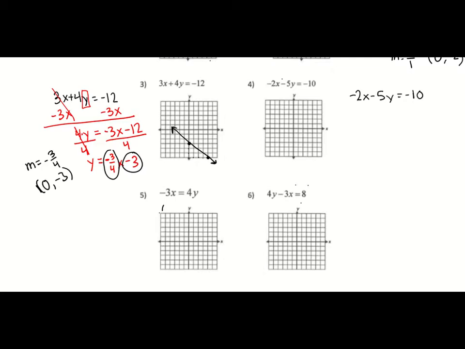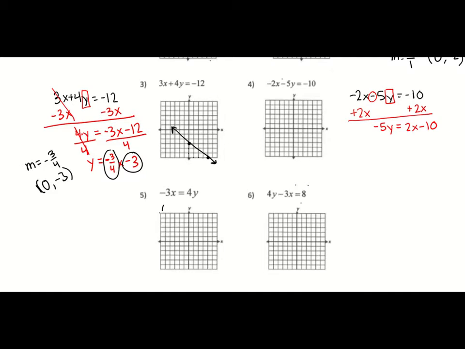Okay, number 4. I got to get y by itself, so I'm going to start with what's furthest away from y, which would be my negative 2x. Since I have a negative 2x, the inverse of negative 2x would be positive 2x. Don't forget this negative goes with our 5y, so we are going to bring that down. I have a positive 2x and a negative 10 on the right.